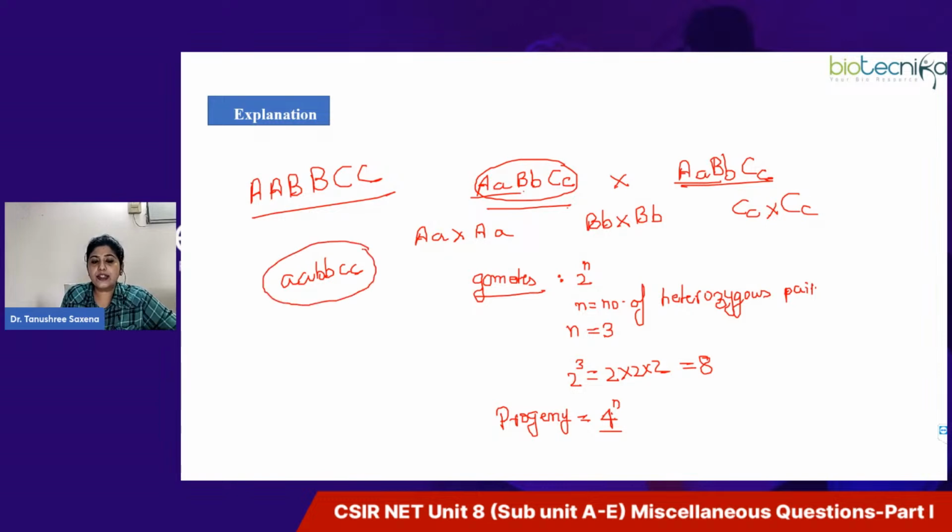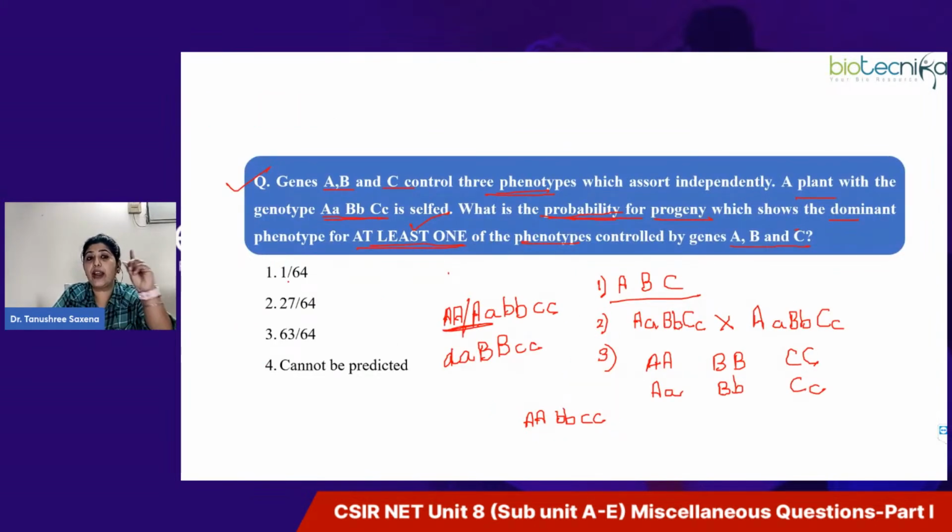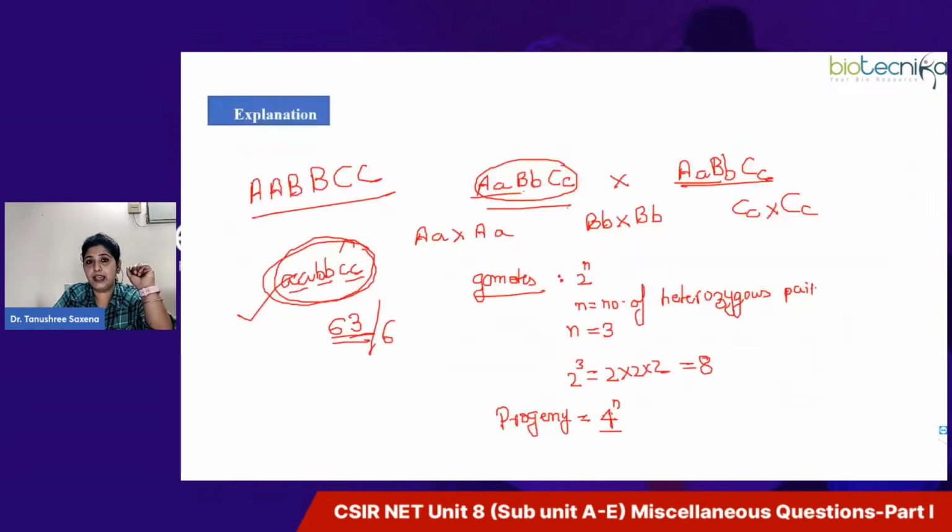So that means only this combination is where you will never get a dominant phenotype, where all the recessive alleles for 3 genes are present in homozygous condition. Here you will never get a dominant trait. So out of 64, in this one condition, you will not get it. So out of 64, 63 you can get. This is the reason, because this is the only one condition where you will not get a dominant for at least one gene. The question is, we should get a dominant trait for at least one of the phenotypes controlled by genes A, B, and C. So only in this condition we will not get a dominant phenotype. So here the answer will be 63 by 64.